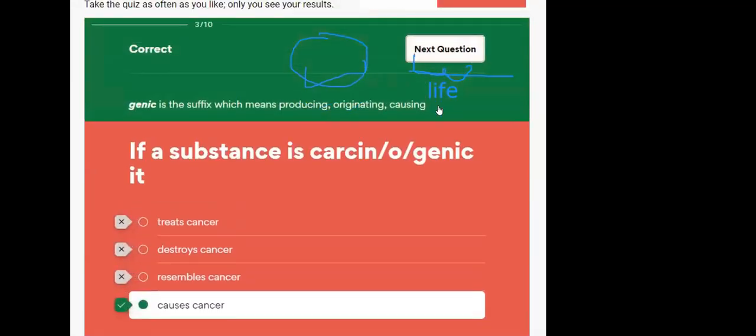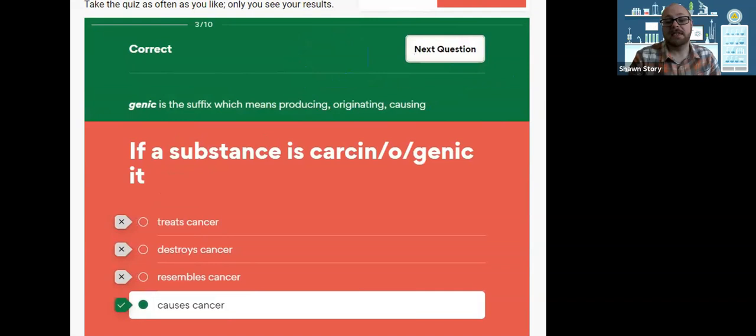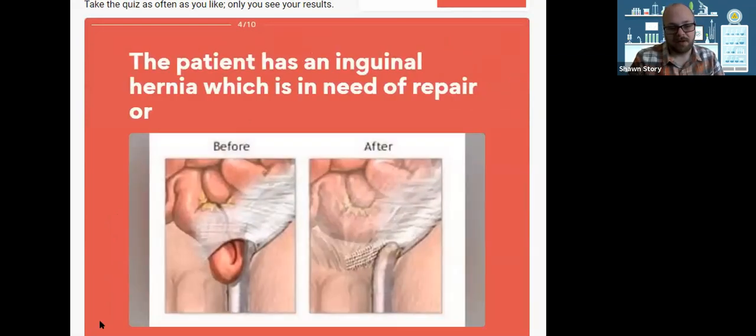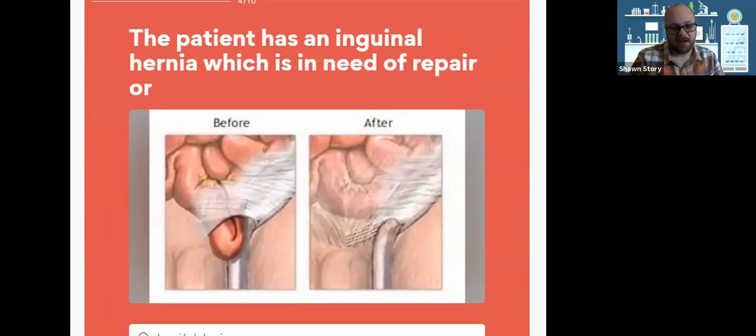You're correct. Because of that idea, Genesis is like the origins, birth. That's why Genesis is like the first chapter of the Bible. It's like the beginning, right? Where it's coming from. So carcinogenic would be the life of cancer. Where did it come from? The origin of the cancer. What caused it? All right, next one.